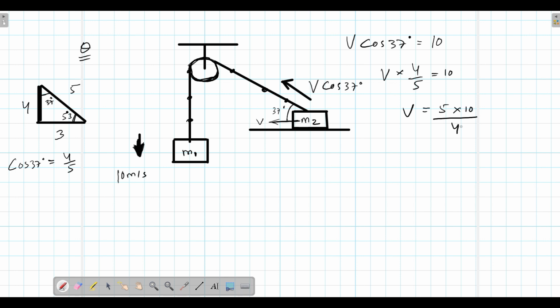So 2 into 2 to 5. V equals to how much? 25 by 2 meter per second. That is the speed. Speed equals to 25 by 2 meter per second.